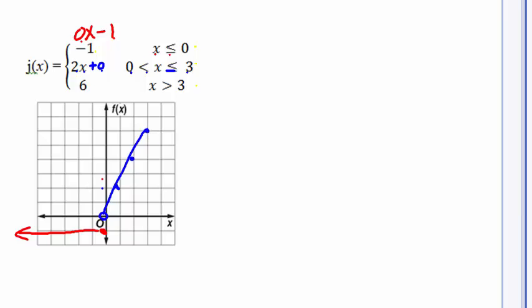For the last piece, we want to have y equals 6 for all x values greater than 3. 1, 2, 3, 4, 5, 6. So that's going to have a height of 6. It would be another horizontal line, but I'm only going to graph it to the right of 3. Well, so it's actually going to meet up with this line.